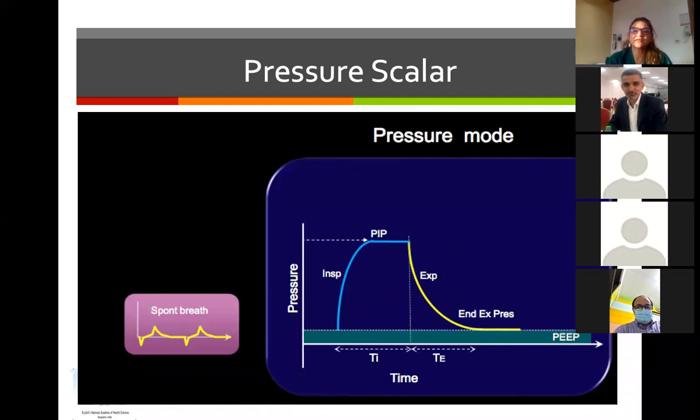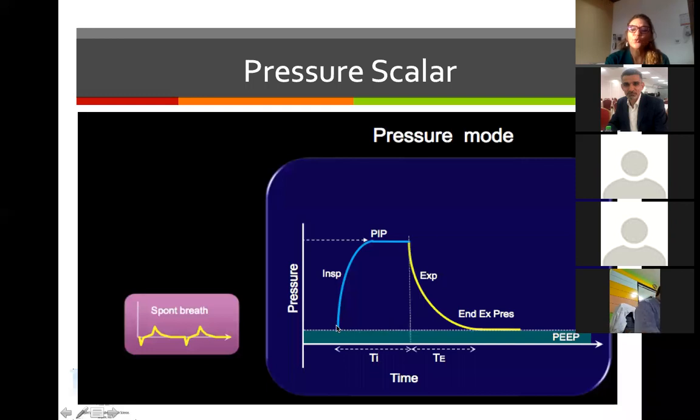Like the pressure scalar graphic, you see, it will never start from zero. Why? Because you are giving some PEEP. So it will start from here. So there is a PEEP which will be constant all throughout the cycle. So this will be a straight line like this.